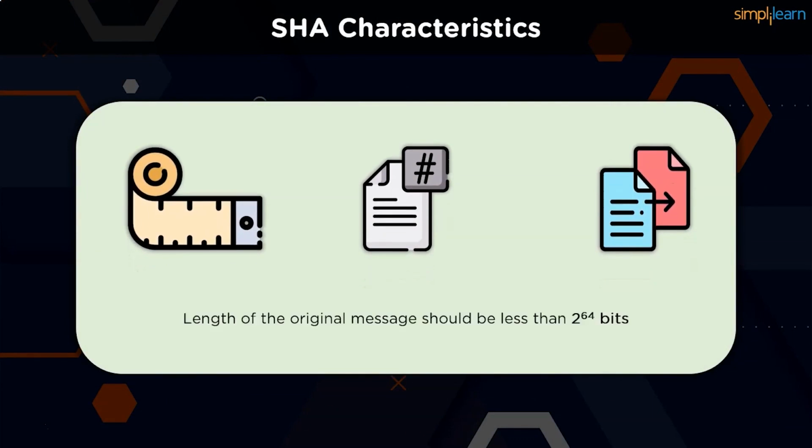The length of the clear text should be less than 2 to the power 64 bits in the case of SHA1 and SHA256. This is essential to keep the plain text compatible with the hash function, and the size needs to be in a comparable range to keep the digest as random as possible.